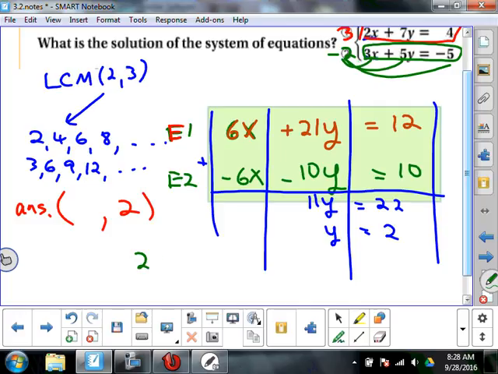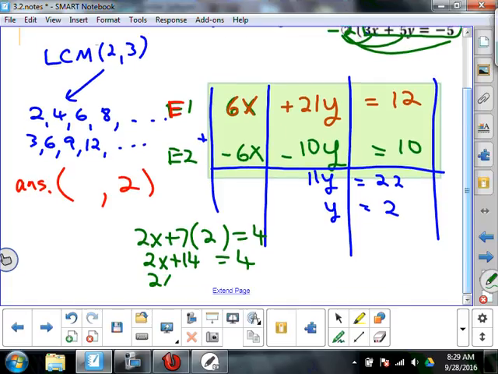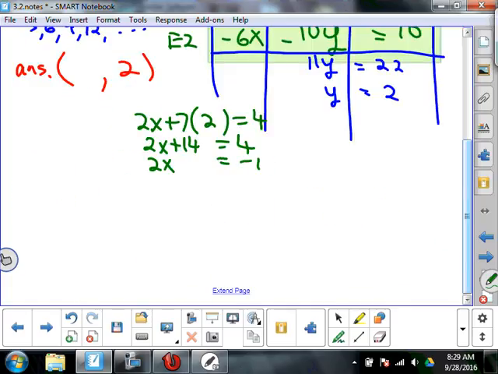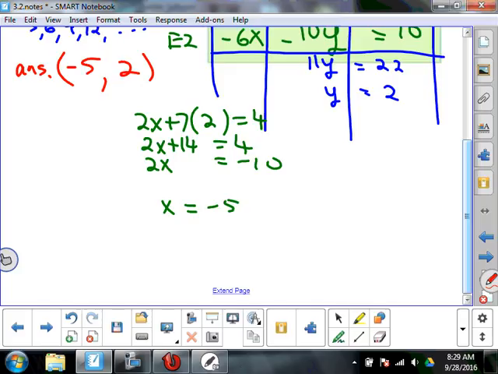So 2x plus 7 times y is 4. And we said y is what? 2. So 2x plus 14 is equal to 4. So 2x is negative 10. So 2x is negative, whoa, kind of running out of room there. Well, hopefully we're all right. So 2x is negative 10 and x equals negative 5. And then that's it. First one that hasn't had a fraction in it.